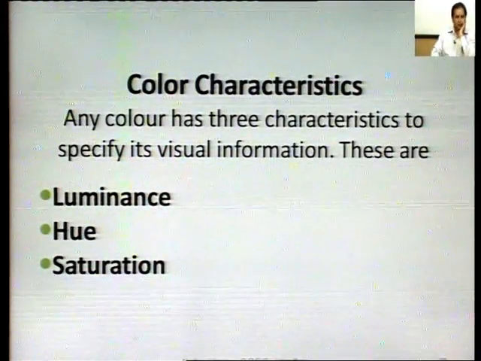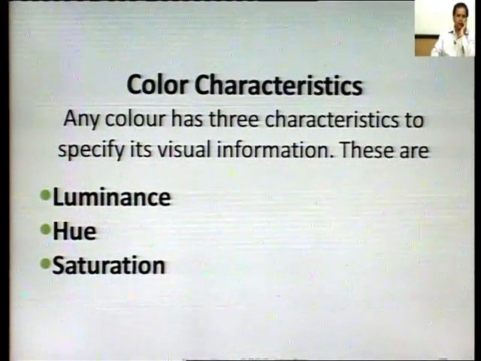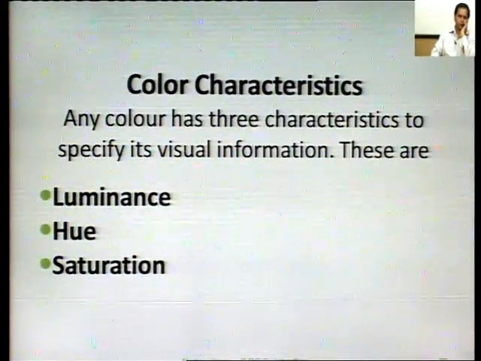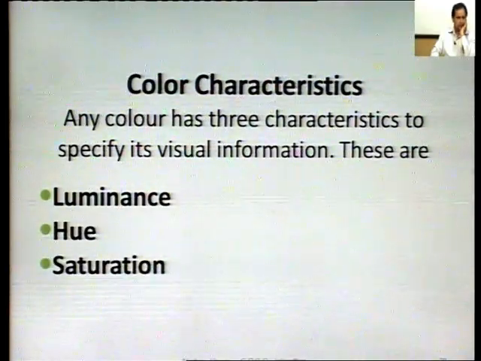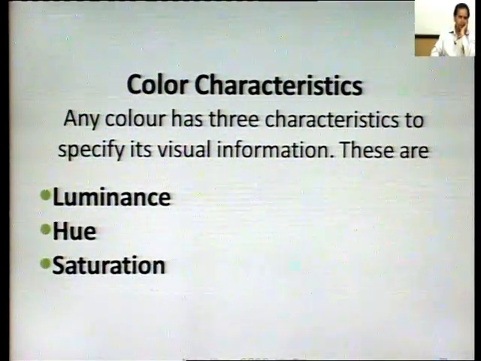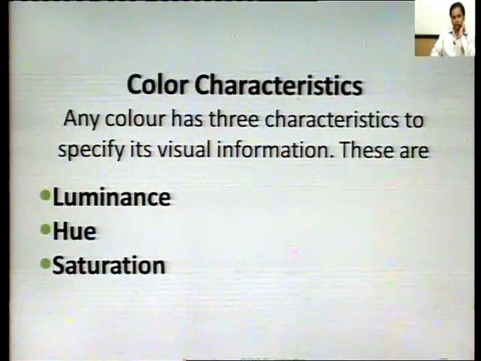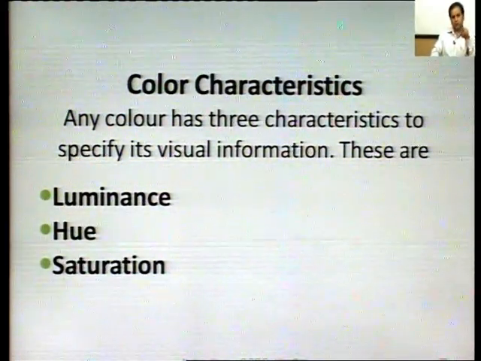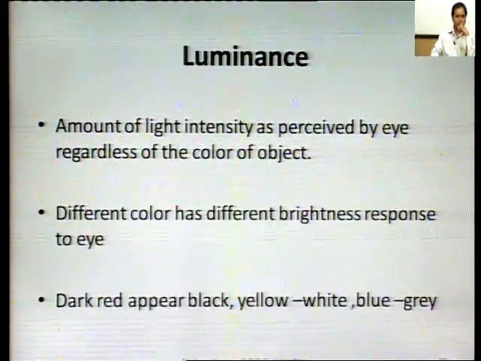Next is color characteristics. What are the characteristics of color? Any color has three characteristics to specify its visual information. These three characteristics are luminance, hue and saturation. So, now we will discuss these three, luminance, hue and saturation, one by one.